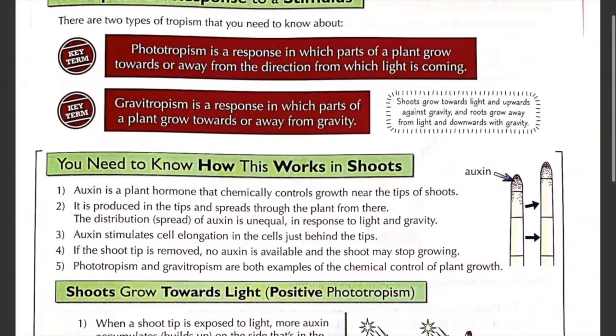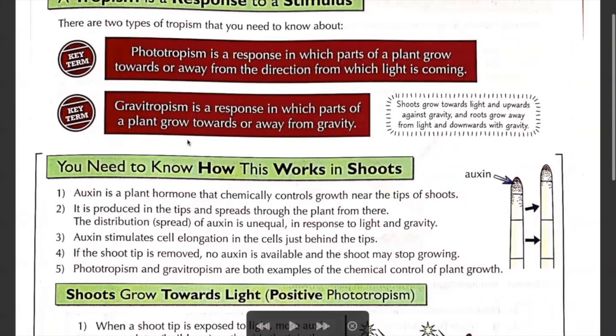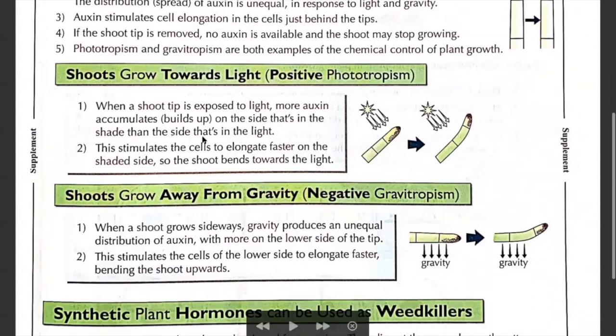So now we know that there are two stimulus that we are going to investigate, which is about phototropism and geotropism. Bear in mind, phototropism ada dua, positif, negatif. Gravitropism pun ada dua, positif, negatif. It's either, so we go one by one, kita pergi kepada phototropism. So phototropism has two, positive phototropism and negative phototropism. Okay, kita pergi kepada positive tropism dulu.